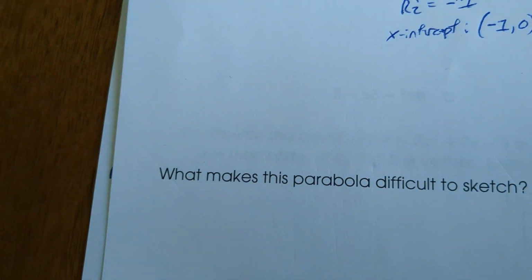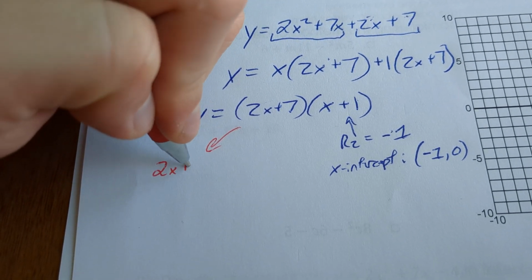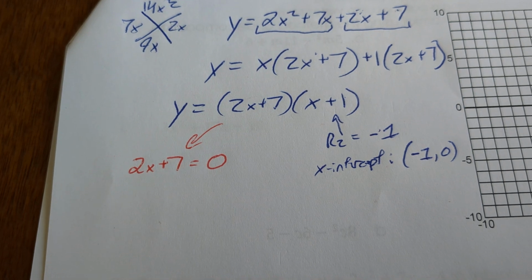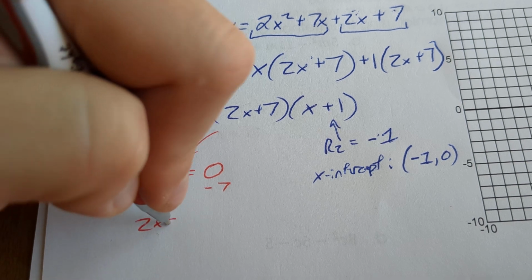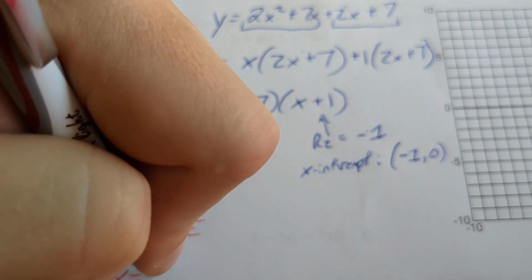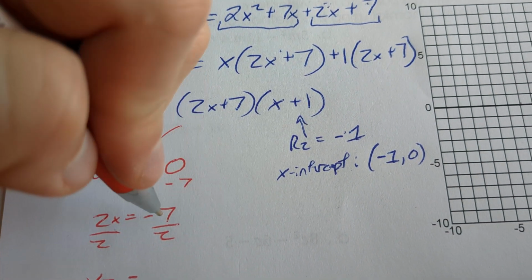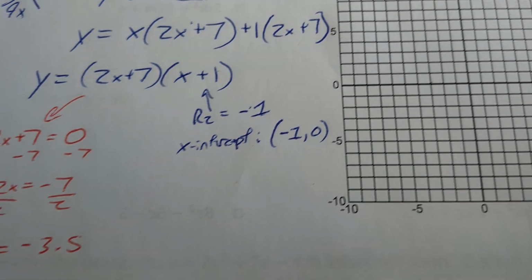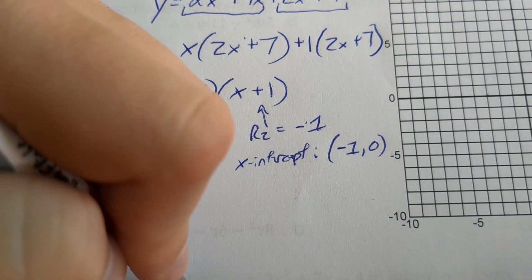I'm going to change colors just so you can see it's different. What we can do is take 2x plus 7 and set it equal to 0. Then we rearrange to get x by itself. We subtract 7, so we have 2x equals -7. Then we divide by 2, and we have x equals -7 over 2. You could leave it as a fraction, or to make it easier to graph, you could divide this and get -3.5. So our other x-intercept is -3.5, and y is 0.